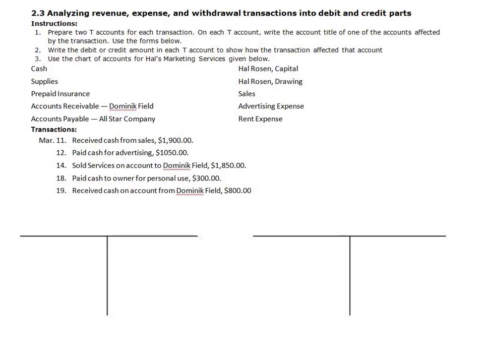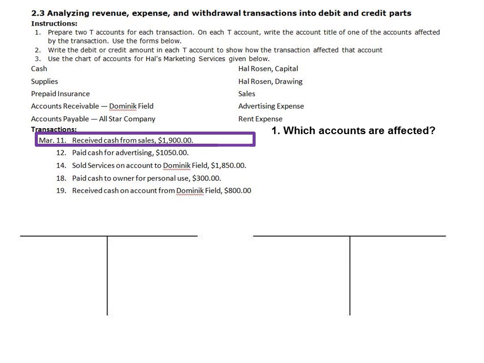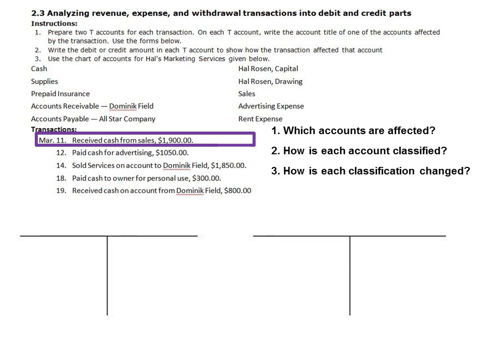We've got our 5 transactions we're going to take a look at, and we're dealing with Hal Rosen. Well, March 11th, we received cash from sales, $1,900. Before we get going, let's take a look here. Which accounts are affected? How is each account classified? How is each classification changed? And how is each amount entered in the accounts? Well, received cash from sales.